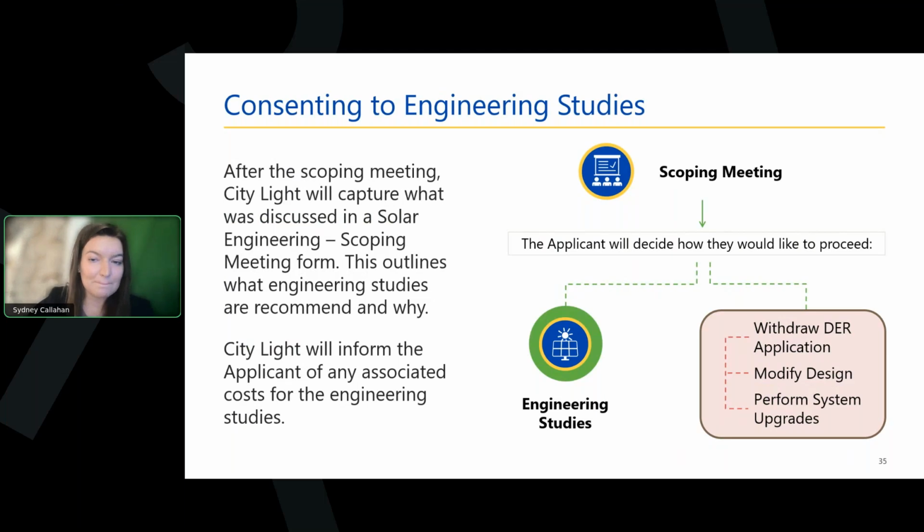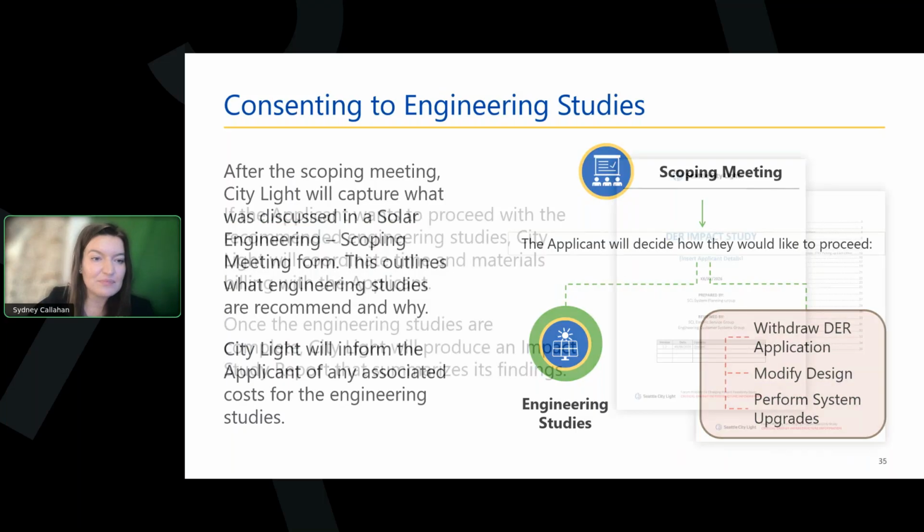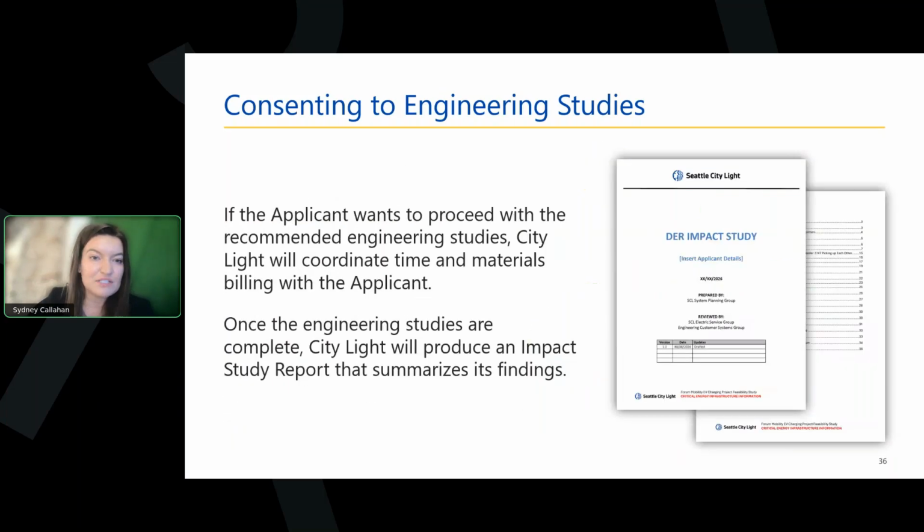So if engineering studies take place, City Light will coordinate the time and materials billing with the applicant as needed. And after City Light conducts the studies, they'll then produce what's called a study report that would document the findings and conclusions. And on the right, you'll see an example of what that might look like. But essentially, it would be a summary of the studies that have been conducted, and that would be sent to the applicant for their records.